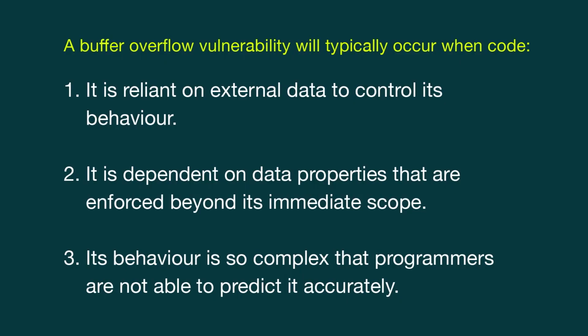A buffer overflow vulnerability will typically occur when code is reliant on external data to control its behavior. It is dependent on data properties that are enforced beyond its immediate scope, or its behavior is so complex that programmers are not able to predict it accurately.